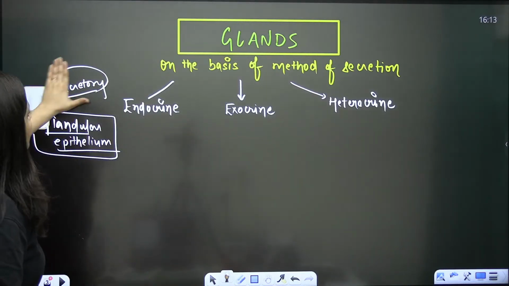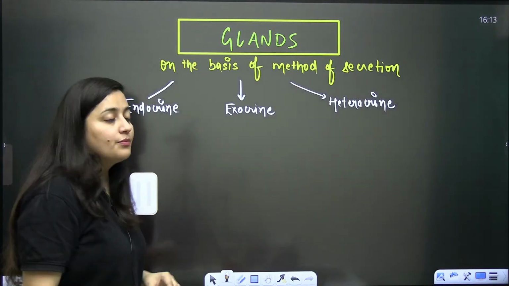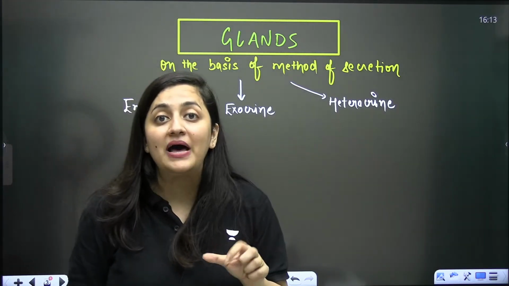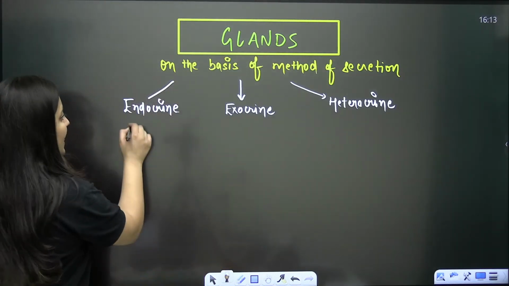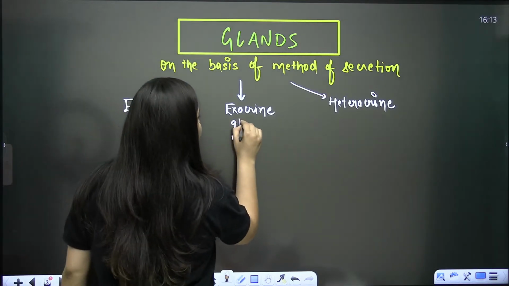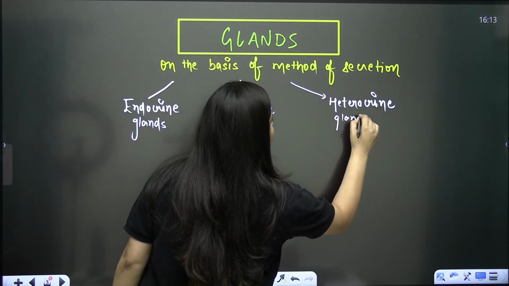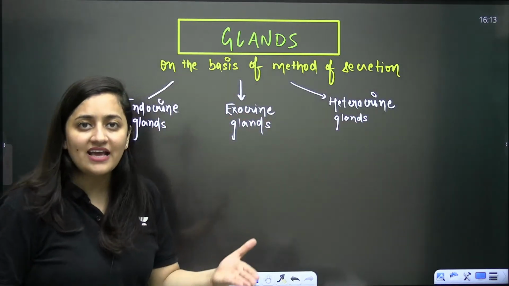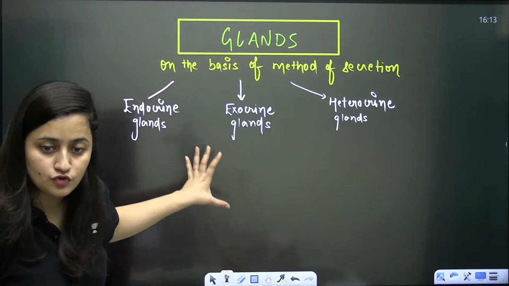So when you talk about the glands, on the basis of method of secretion, we have three different type of glands. What do we have, bache? You have exocrine, endocrine, and the heterocrine glands. So this part is also important.